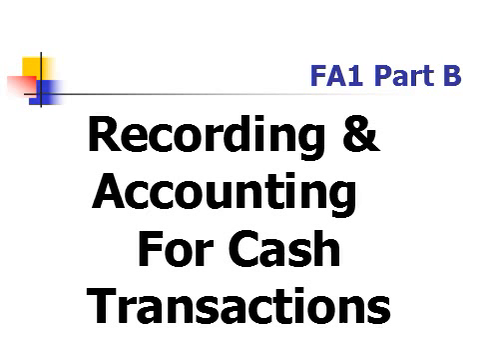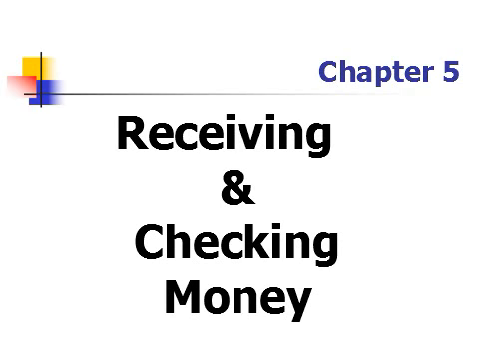FA1 Part B. Recording and Accounting for Cash Transactions. Chapter 5. Receiving and Checking Money.